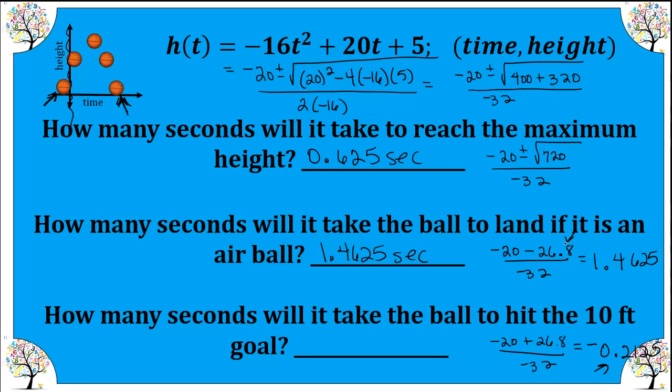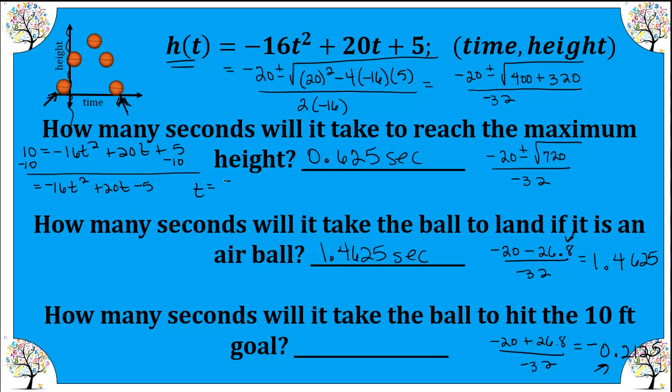Then it says how many seconds will it take the ball to hit the 10-foot goal? So we want to know time when our height is 10. So I'm going to plug in 10 equals, and then we're looking for time. So we're going to use the quadratic formula again, but we have to set it equal to 0, so we're going to have to subtract out. And we're going to get negative 16t squared plus 20t minus 5.